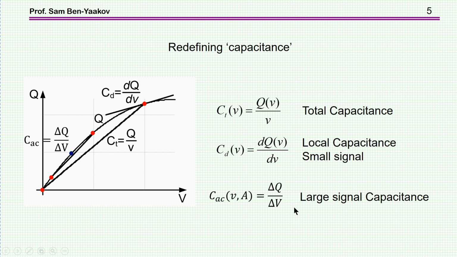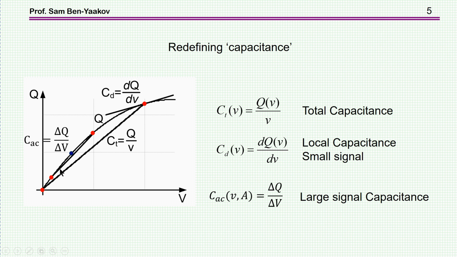Then we have what I call the large signal capacitance, C sub AC, which is a function not only of the voltage but also of the amplitude. Now here is an example. Around this point, I'm injecting an AC signal, and I'm measuring the slope of this signal. Now, as you'll see, this is not the actual slope at this point.